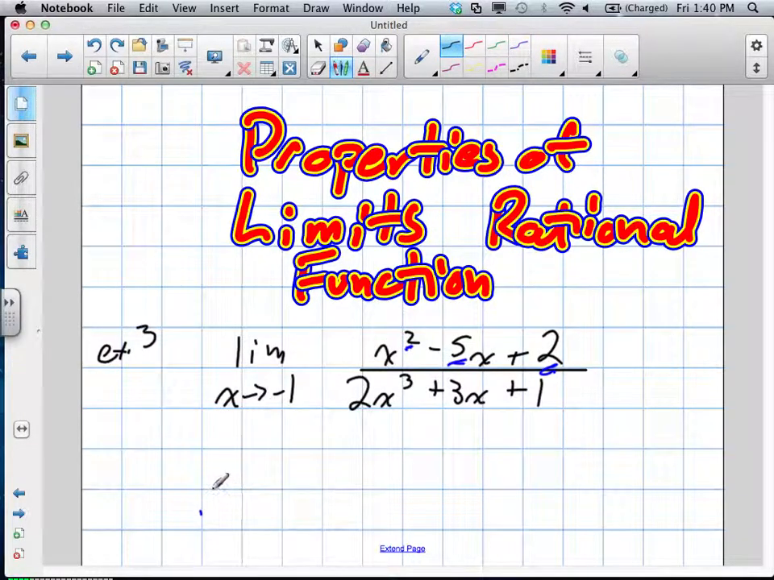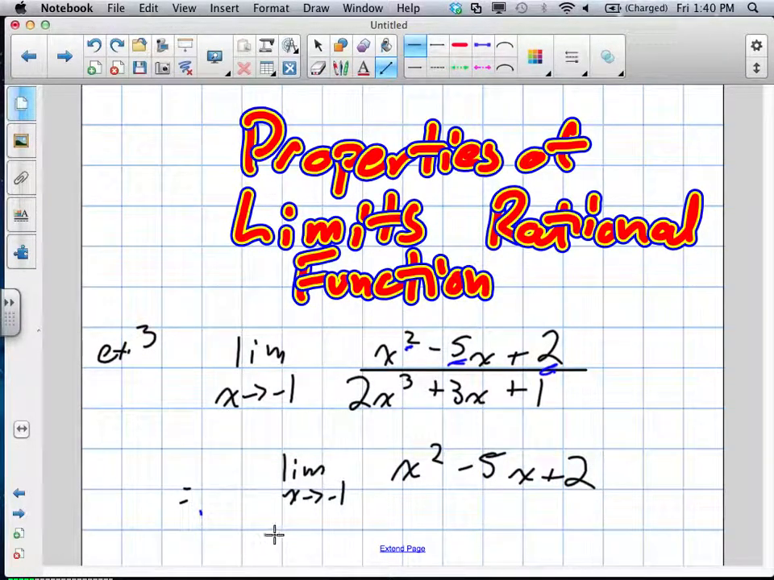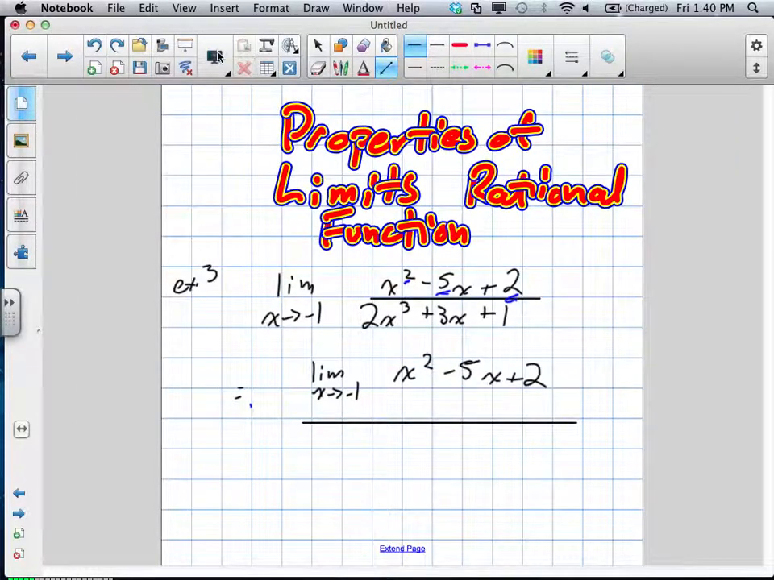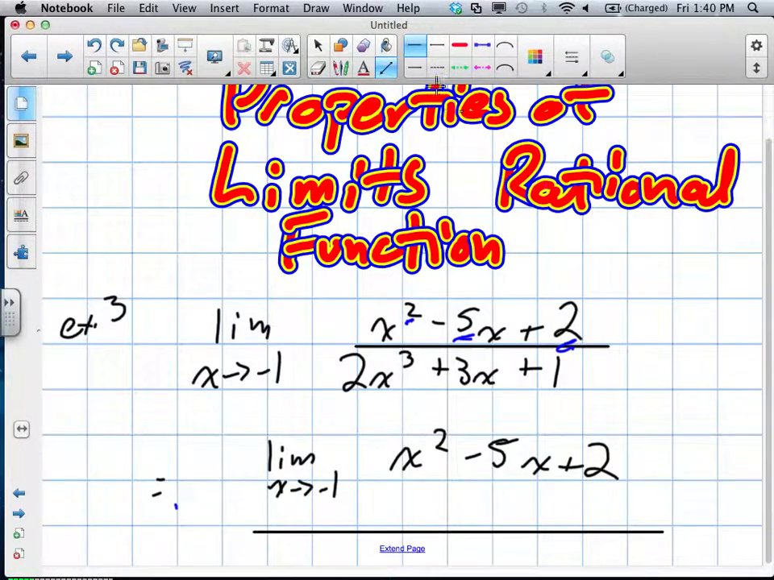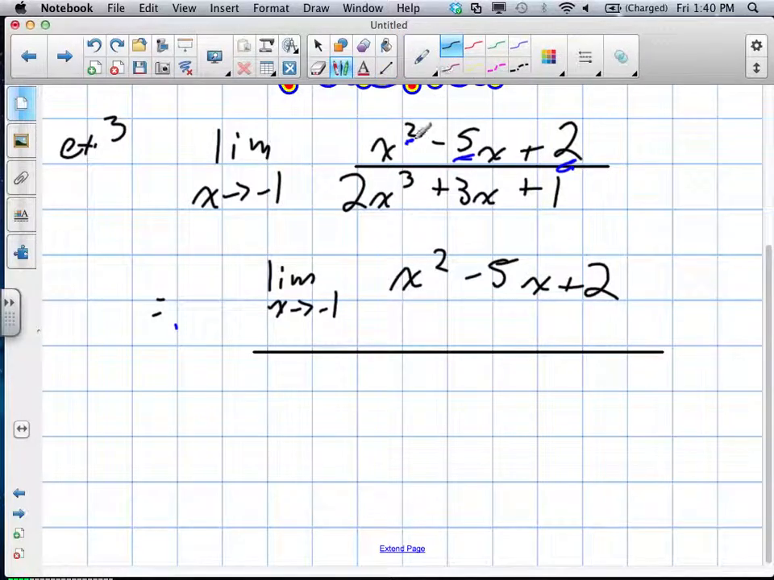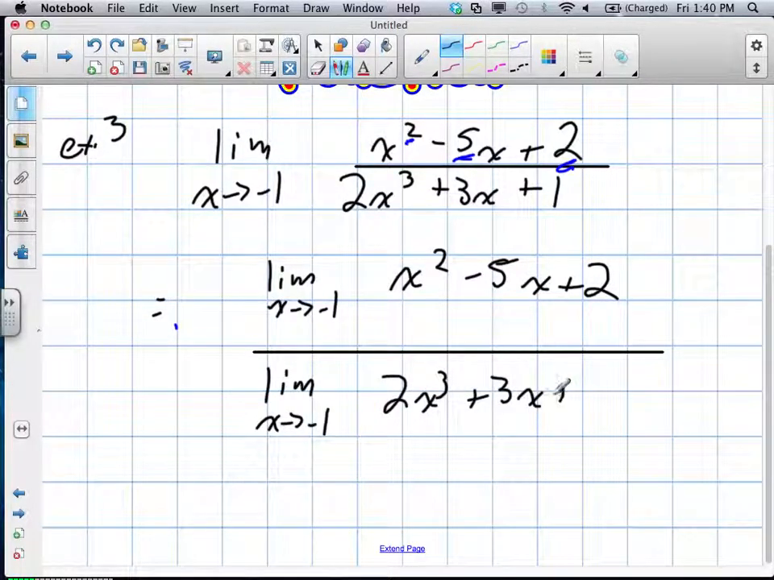So what this essentially becomes is we can find just the limit of x as it approaches negative 1 with our function x squared minus 5x plus 2, and that entire limit is going to be divided by the limit of x as it approaches negative 1 with the function 2x cubed plus 3x plus 1. Okay. Now, as we showed at the end of the last question, this could really go into strict substitution for our values of x.